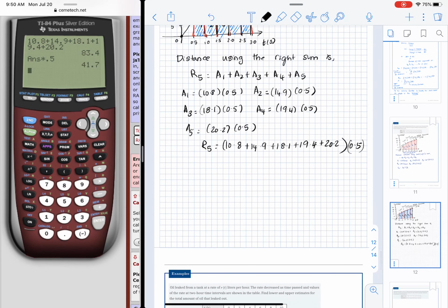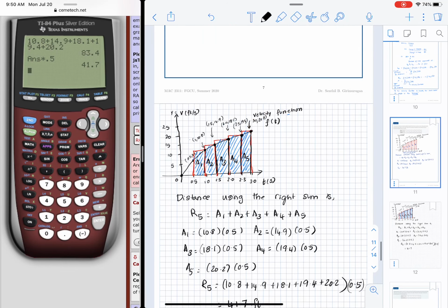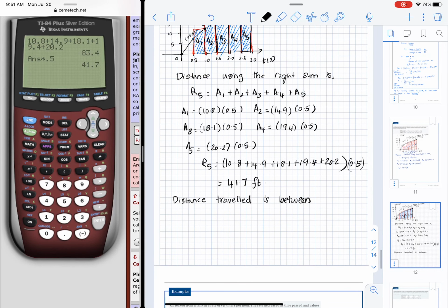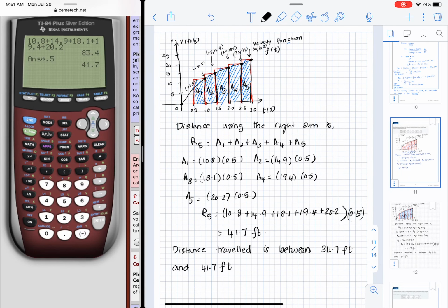And that gives us an estimate of 41.7 feet. So the distance traveled is between 34.7 feet and 41.7 feet. And that is how we find the distance when we don't have a linear relationship.